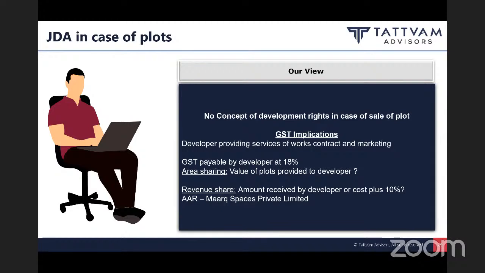So there are various advance rulings which have held that in this case, the developer is providing construction and marketing services to the landowner, and whatever amount he has retained, 70 crore rupees, there will be an 18% GST on this 70 crore rupees. So it's a highly debatable issue going on, and we always advise our clients to refrain from entering into a revenue sharing agreement. In case of a plotted colony, always enter into an area sharing agreement. That is the most viable agreement for a plotted colony.